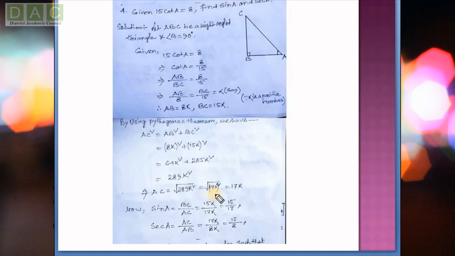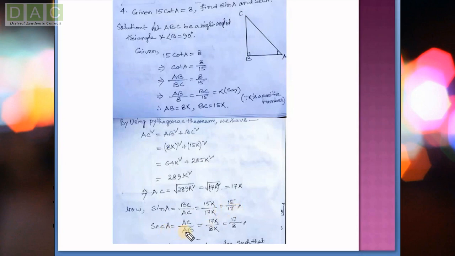Now this implies AC will be what? Root over 289K square. 17 square is 289, so square and root are cancelled. So ultimately AC equals 17K. Now sin A equals, from the diagram you can count it, angle A's opposite side by hypotenuse. The angle A's opposite side is BC and hypotenuse is AC. Now put values: 15K by 17K, so ultimately it is 15 by 17.